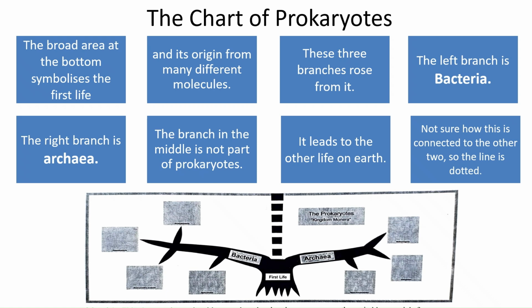The broad area at the bottom symbolizes the first life and its origin from many different molecules. These three branches rose from it. The left branch is bacteria. The right branch is archaea. The branch in the middle is not part of prokaryotes. It leads to the other life on Earth. We are not sure how this connected to the other two, so the line is dotted.